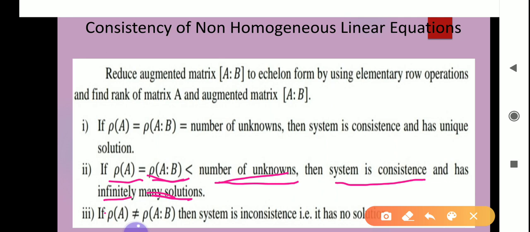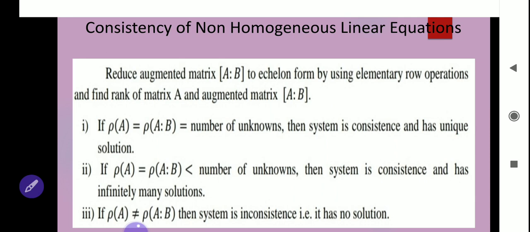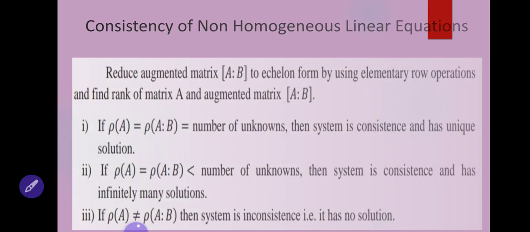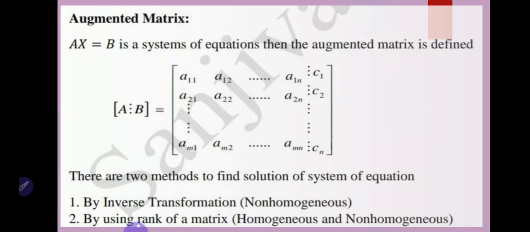Okay, and the third condition is if rank of A is not equal to rank of AB, means this one. If rank of A is not equal to rank of AB, then the system is inconsistent. Inconsistent means it has no solution.